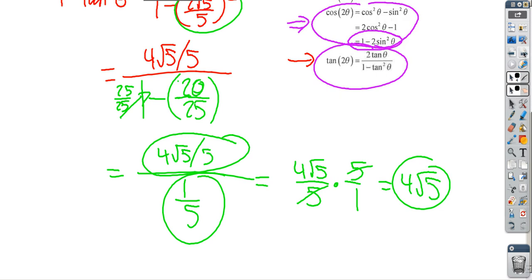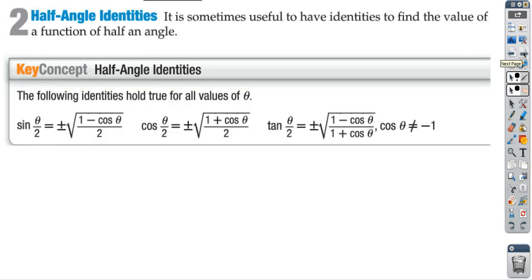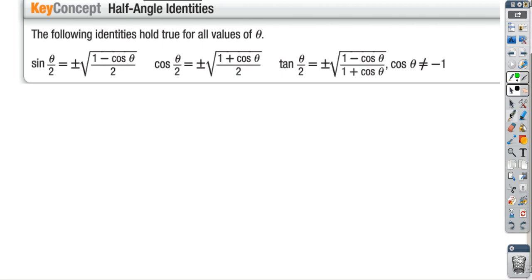The last thing I want to show you here are the half angle identities, and there are proofs for where these come from. They're again based on the double angle identities. So here's an example where this comes from. It's based on the cosine 2 theta double identity. So I'll just show you one of these right here.